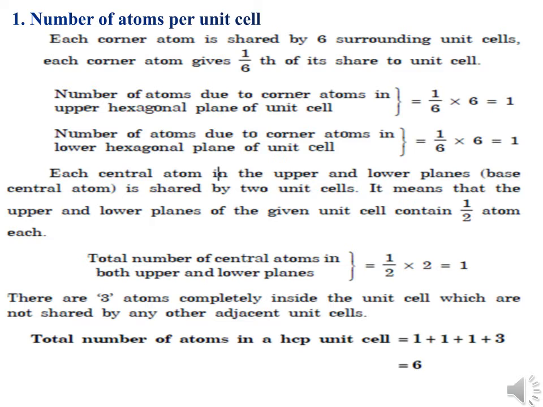Top layer: the number of atoms due to corner atoms in the upper hexagonal plane of the unit cell is 1 by 6 into 6 equal to 1. The number of atoms due to corner atoms in the lower hexagonal plane, that is the bottom layer, is 1 by 6 into 6 equal to 1 atom.